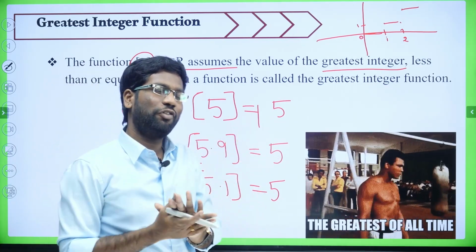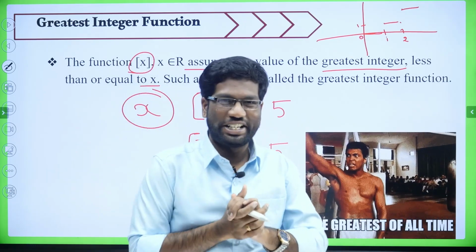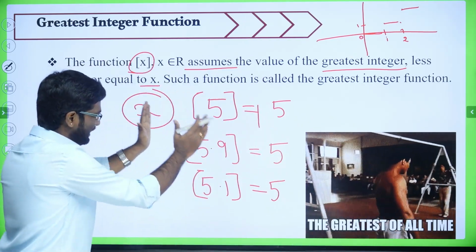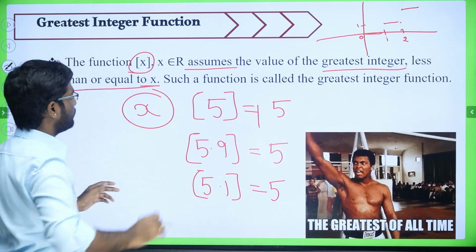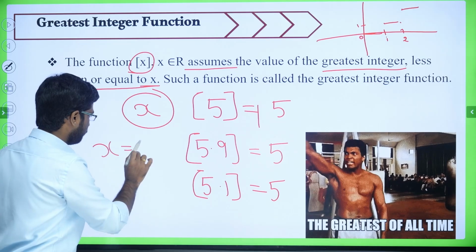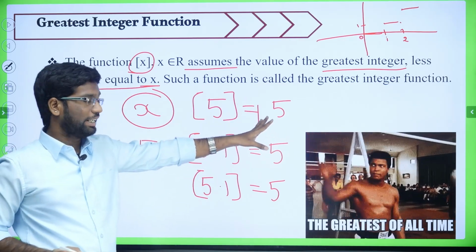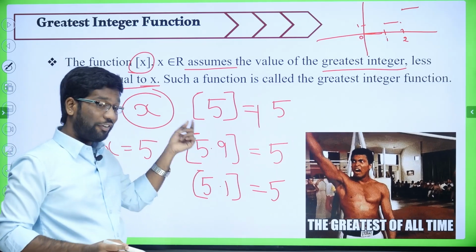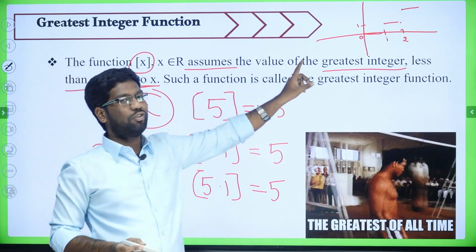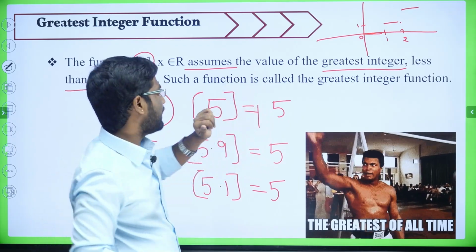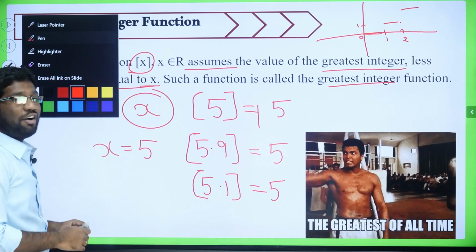This greatest integer function is a very interesting function we can enjoy, my dear students. So this is how it goes. That's what they have mentioned, less than or equal to x. If I take x equals 5, I'll get 5 only, and if I take 5.9 then also I'll get 5. That means less than or equal to x. So only they have mentioned like that. It is called the greatest integer function. I hope you have understood, my dear students.